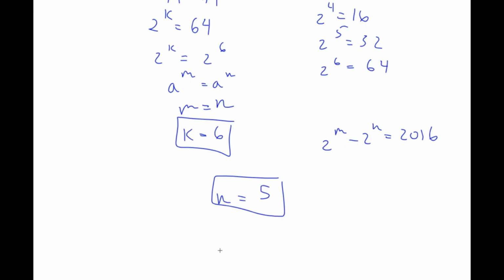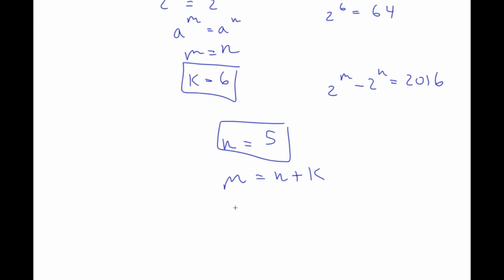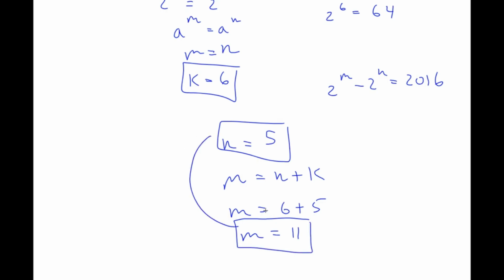But remember, we did state in the start that m was equal to n plus k. And we have our values for k and n, so we can simply plug these in. So now we have m is equal to 6 plus 5. 6 plus 5 is 11, so m is equal to 11. So now we have both our values for n and m, so let's go ahead and check.